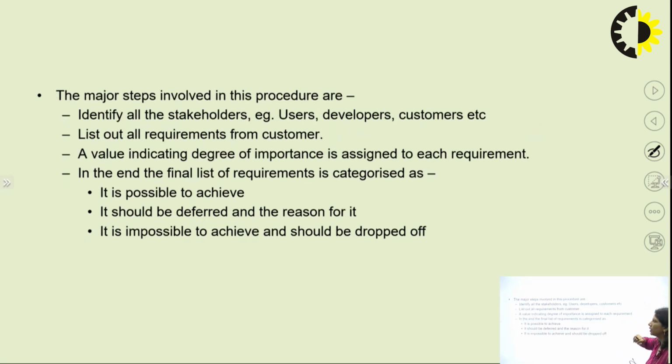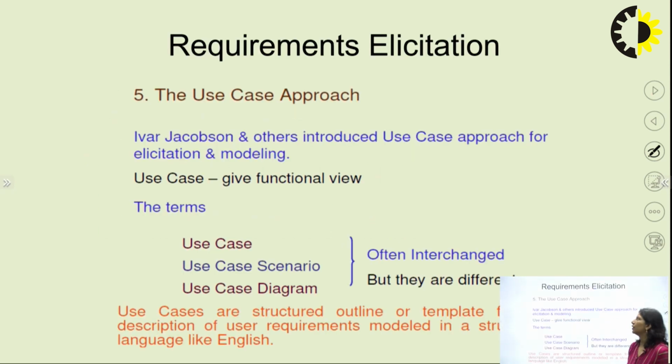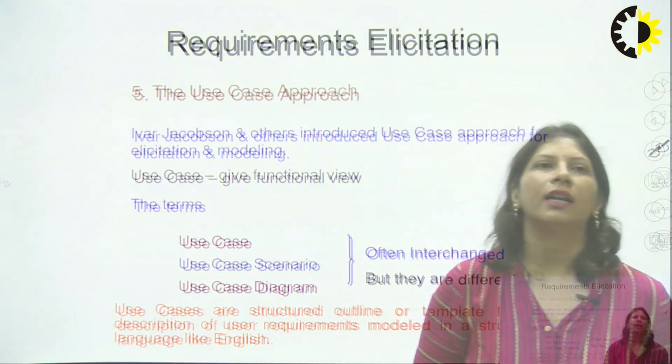These are the major steps that we will involve in it: identify the stakeholders, then list out the requirements from the customer. We will indicate the degree of importance, and we will prepare the final list of the requirements, and it will be categorized: possible to achieve, deferred with reason, and impossible to achieve, which should be dropped. Then we will come to another very important last tool, that is the use case approach.